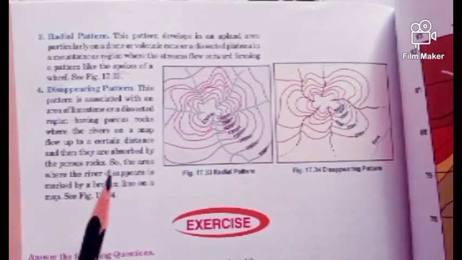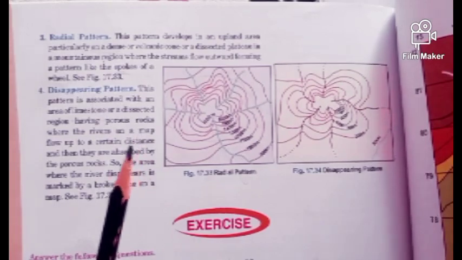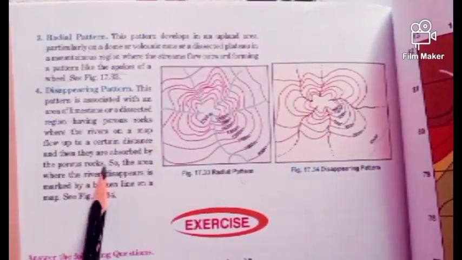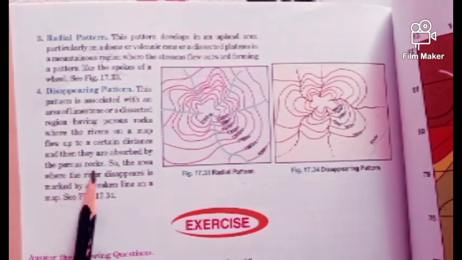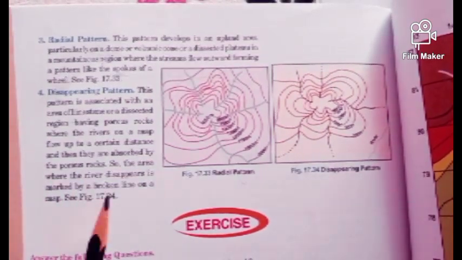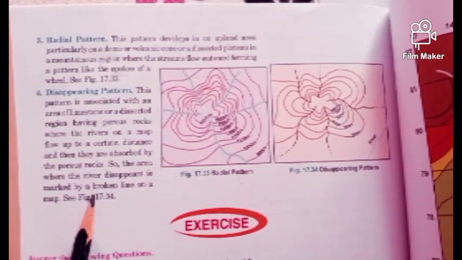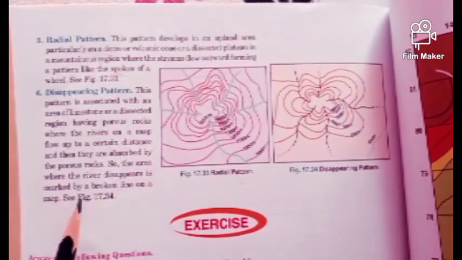Now when the river tries to flow over such type of rocks, it can flow up to a certain distance, and then most of the water is absorbed by these porous rocks. Here it is not possible for the river to move further, and the water is completely drained. And as the water is completely drained, on the topographical sheet it will be shown or marked with a broken line on a map. Take a look at this example here.